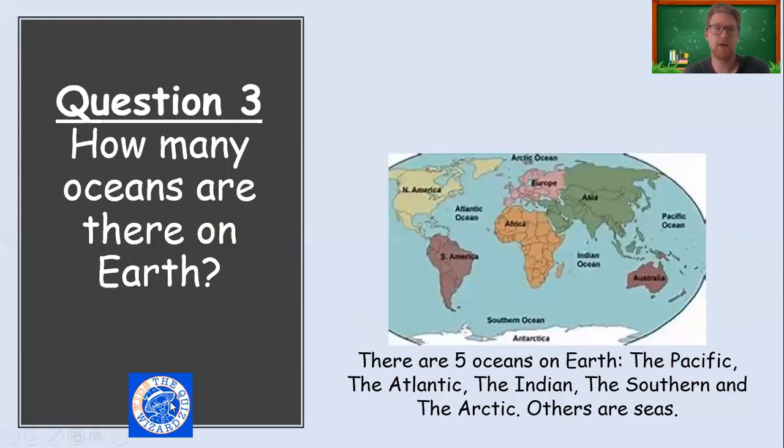Question 3. How many oceans are there on Earth? There are 5 oceans, and they are called the Pacific Ocean, the Atlantic Ocean, the Indian Ocean, the Southern Ocean, and the Arctic Ocean. Other bodies of water are either seas or lakes or rivers. But there are 5 oceans.